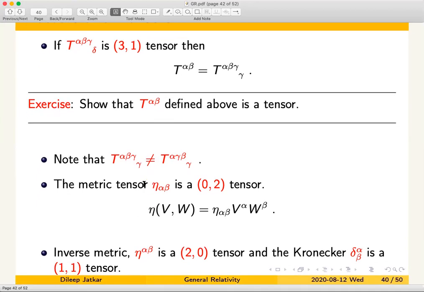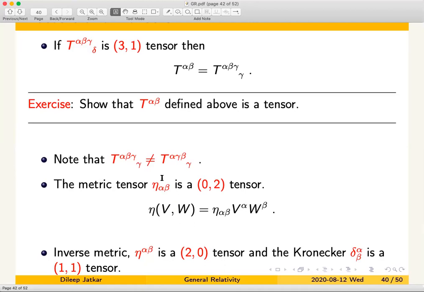Now remember, we encountered the metric tensor when we defined the metric on the Minkowski space, and we called it eta alpha beta. And eta alpha beta is of course a 0,2 tensor. It's a second rank covariant tensor, and this second rank covariant tensor can be used to define the inner product between vectors, and that is defined here. Eta acting on V and W is eta alpha beta V alpha W beta.